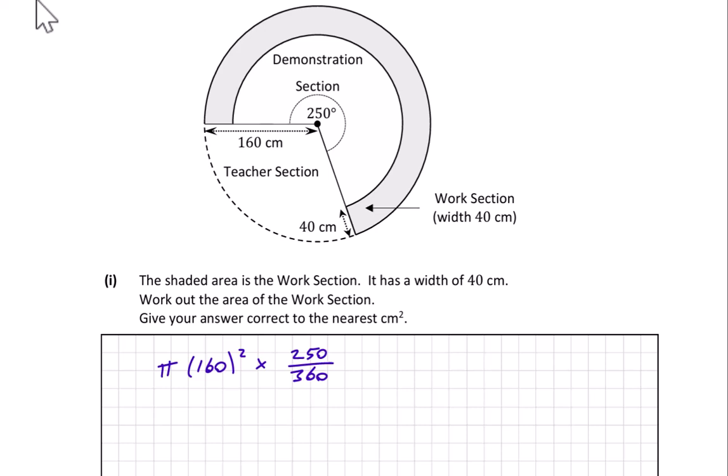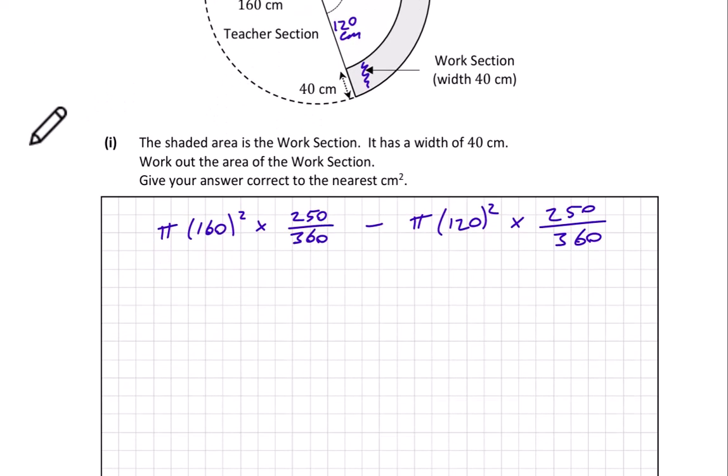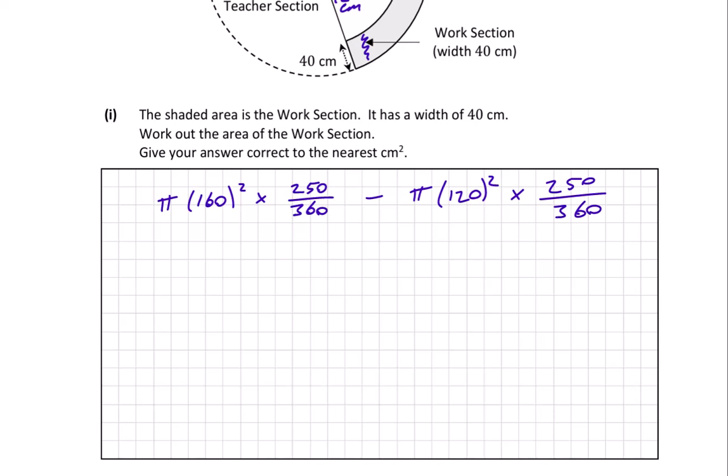So what I want now is to subtract the area of the smaller sector, which is this area here. So that should give me the area of the shaded region. So again, that's going to be pi r squared. In this case, the radius is 120 because this is 40 from here to here. Subtract that from 160, that'll give you 120 centimeters here. So it's 120 squared. And then we don't want the entire circle, we want a fraction of it, which is 250 over 360. So that's the area of the shaded region then, the work area. So let's see if we can work that out.